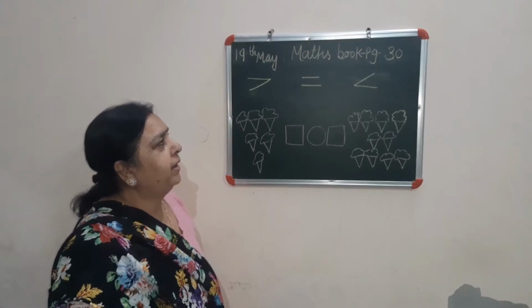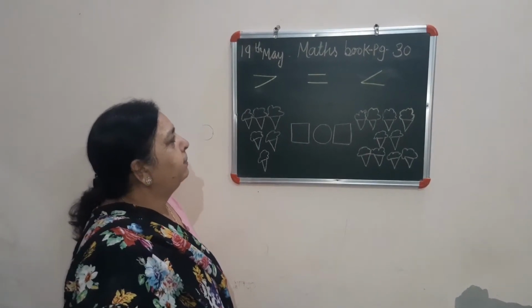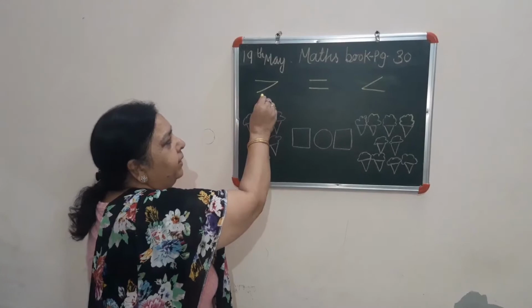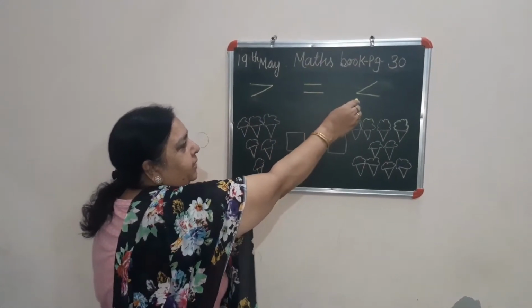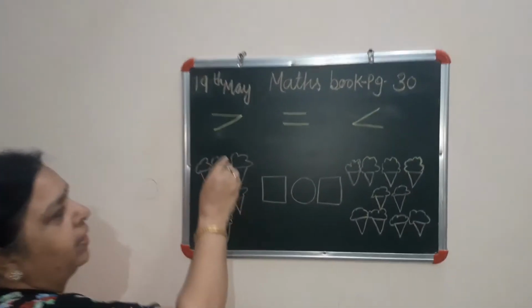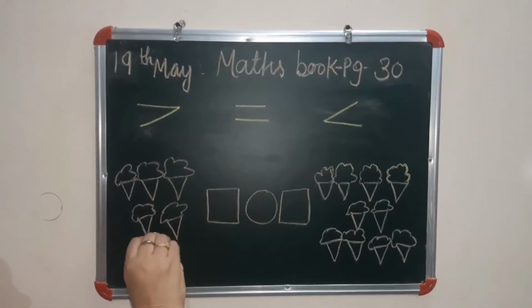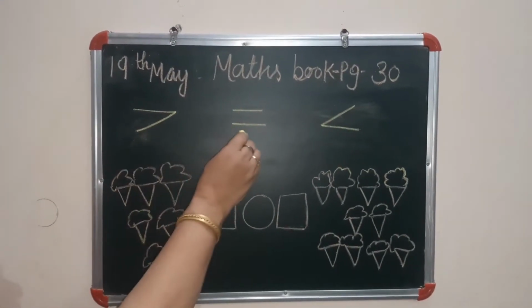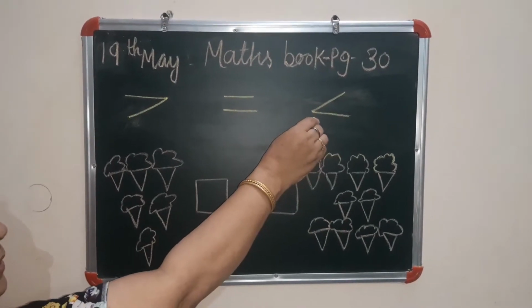Good morning students. Today we will learn the symbols of greater than, equal to, less than. So you will remember all these symbols: greater than, equal to, less than.